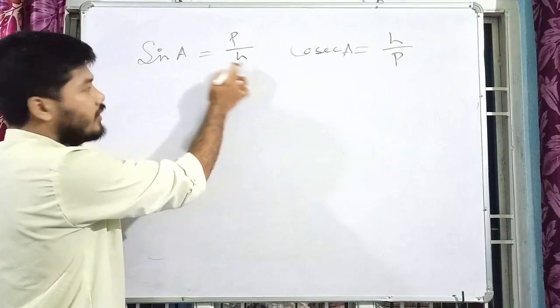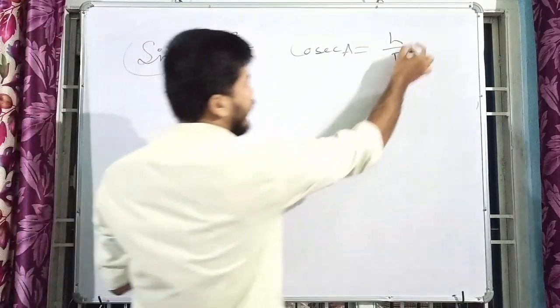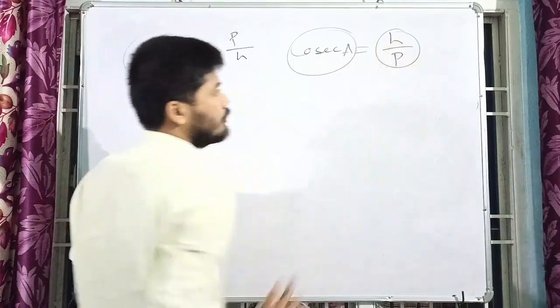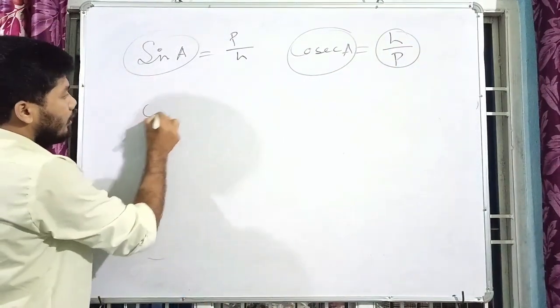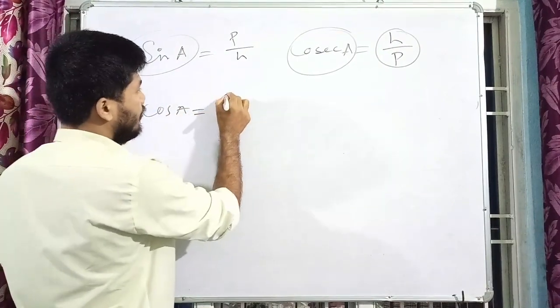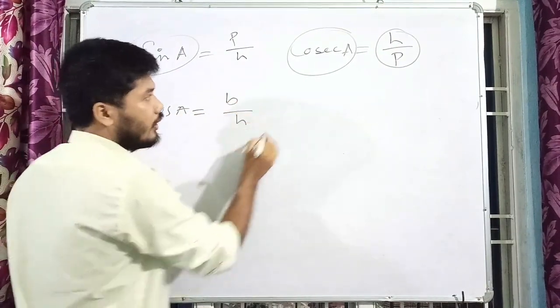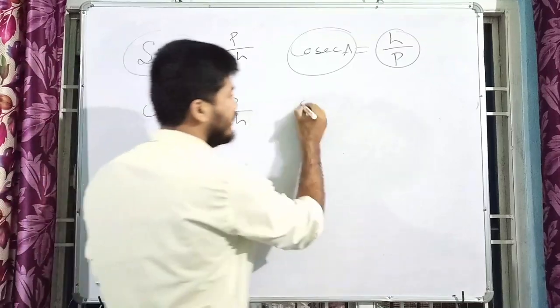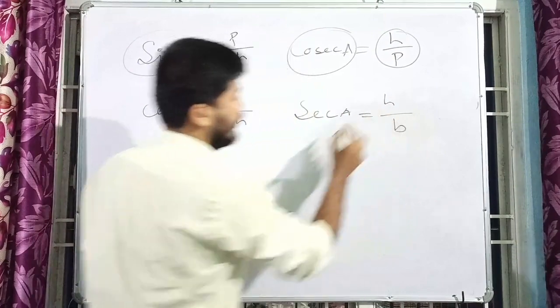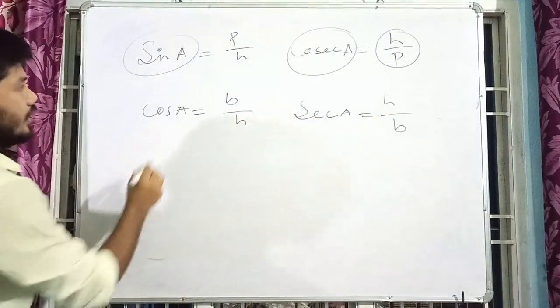P by H find out korile sin A kom, H by P find out korile cosec A kom. That means cosec A equal to H by P. Similarly, cos A is equal to B by H, then opposite of cos A is sec A, is equal to H by B.